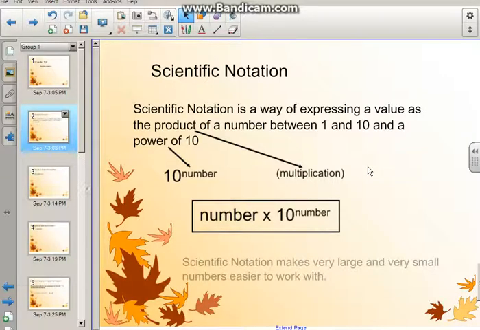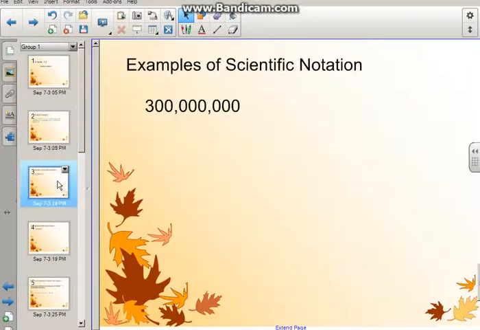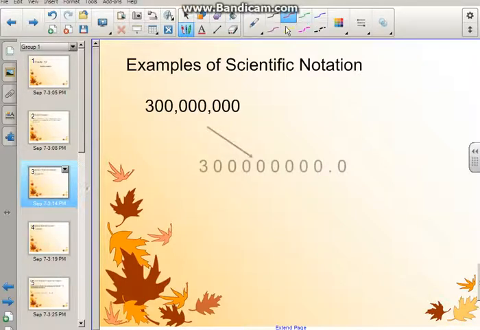And the reason we use it is because it makes really large and really small numbers much easier to work with. Now, here's an example. Let's say we have the number 300 million, which just happens to be the speed of light in meters per second. What we want to do is really visualize how many spaces we have between each digit. And we want to put an imaginary decimal point right at the end of our number. We normally don't include that when we're writing numbers like this, but for scientific notation it's important to put it here so that we understand that's where our decimal point starts.